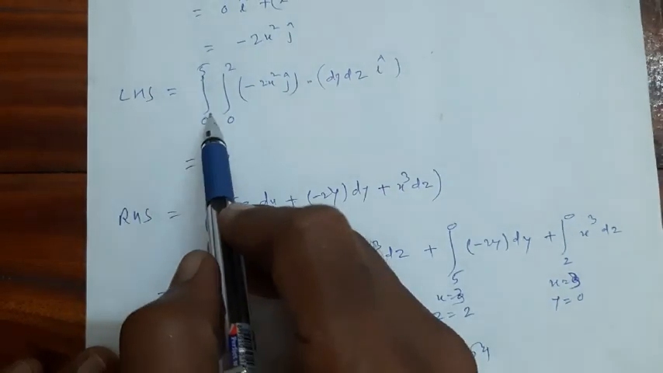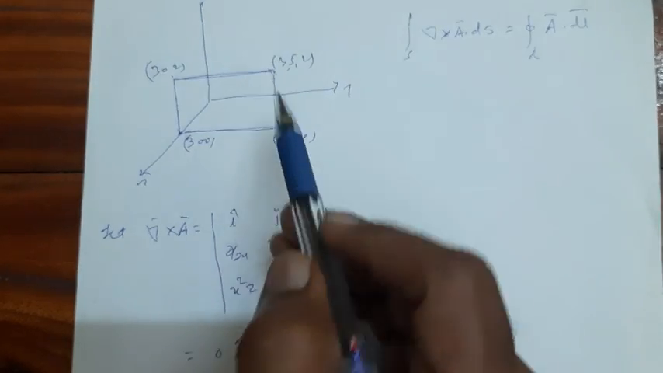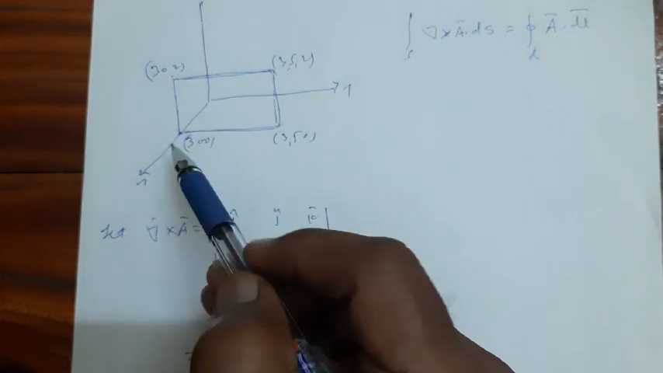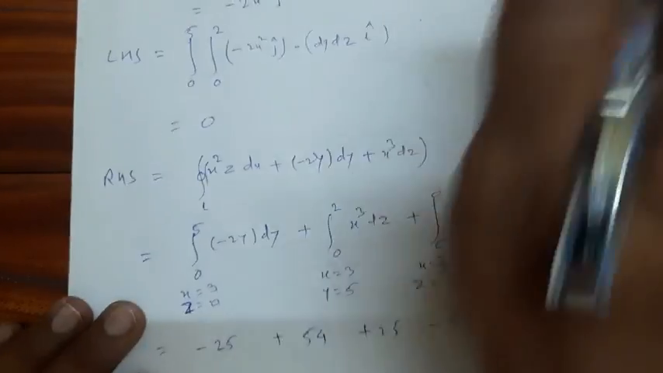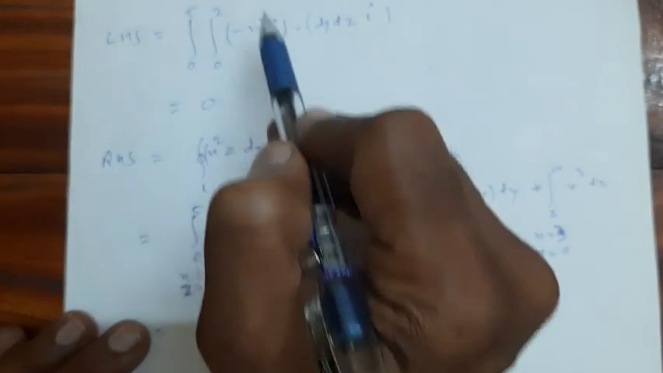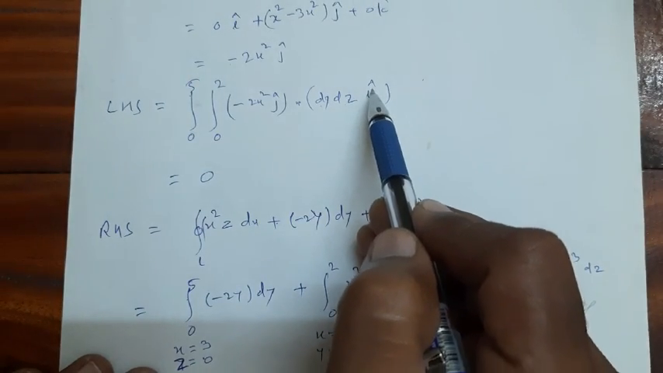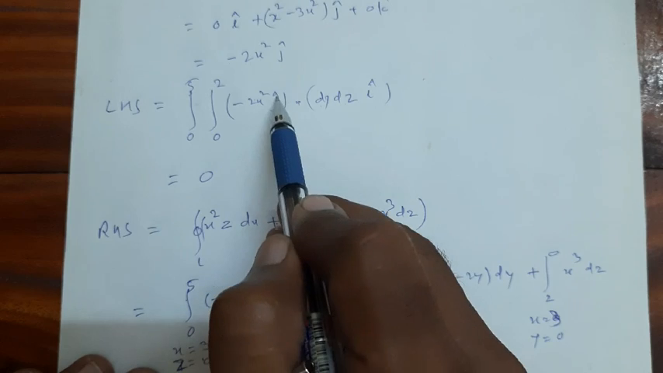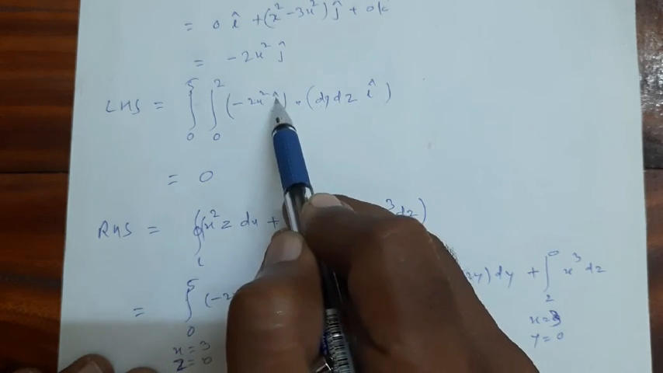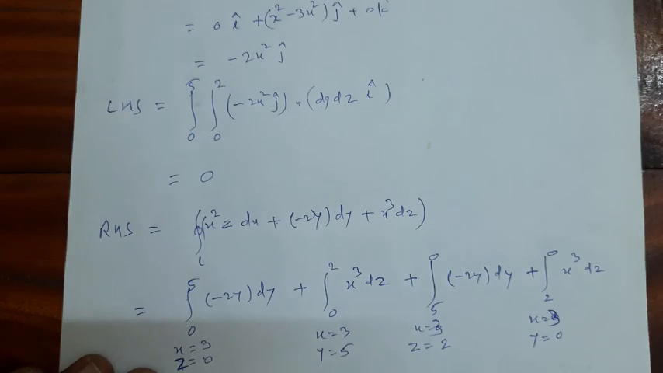Left hand side is the integration. See, you will observe that this surface is parallel to yz plane and therefore it is dy dz along x axis. If I take a dot product of dy dz along x axis, that is I cap, with this curl of A, then curl of A is along j cap, and therefore it becomes 0. Now always it may not be 0.